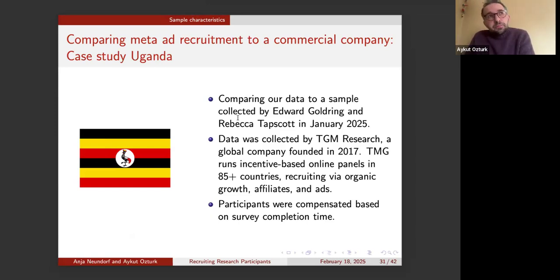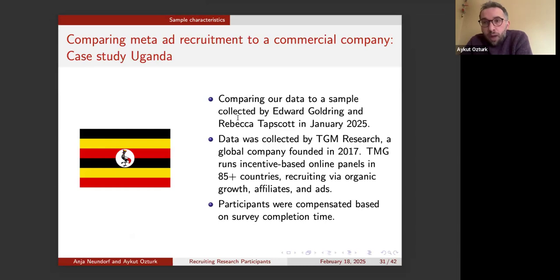Okay. So I have shown you how we did in terms of main population benchmarks, right? But what's your alternative here? Your alternative is to work with a commercial panel company, which can be great in some cases, which may not work that well in other cases.